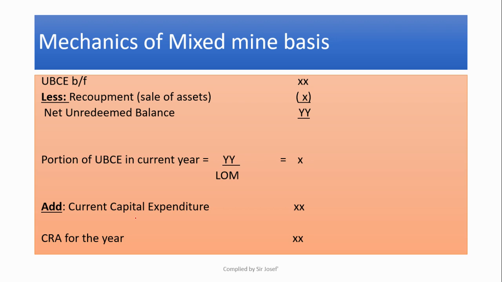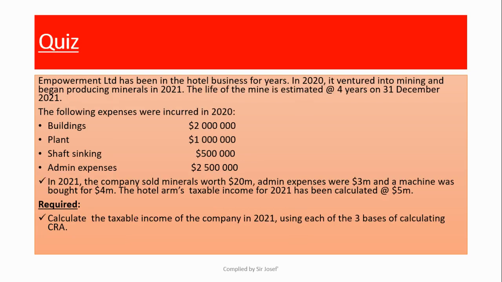And then the mechanics of the mixed mine basis is like this. You take the UBCE, which will be the pre-production expenses, then you deduct recoupment, then we get to YY, then we divide YY by the life of mine, then we add current capital expenditure. So in this case, current capital expenditure is not divided. In the life of mine, we're dividing the net of UBCE plus CE minus ARA. But in this case, we say UBCE minus ARA, we divide by life of mine, then we add CE, the current capital expenditure, after dividing. This one is simple.